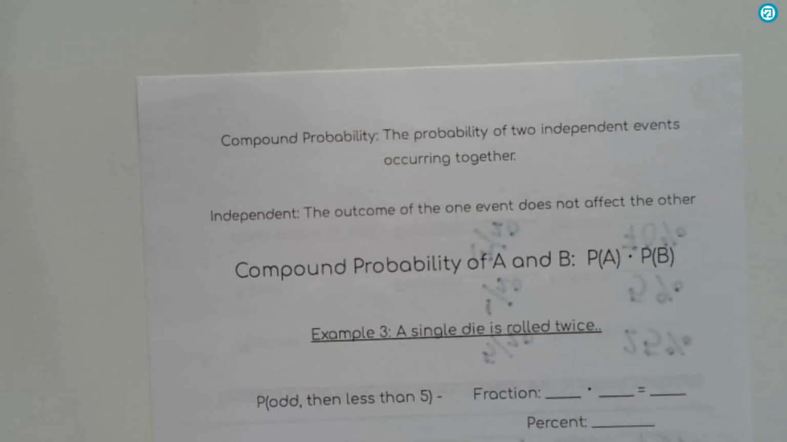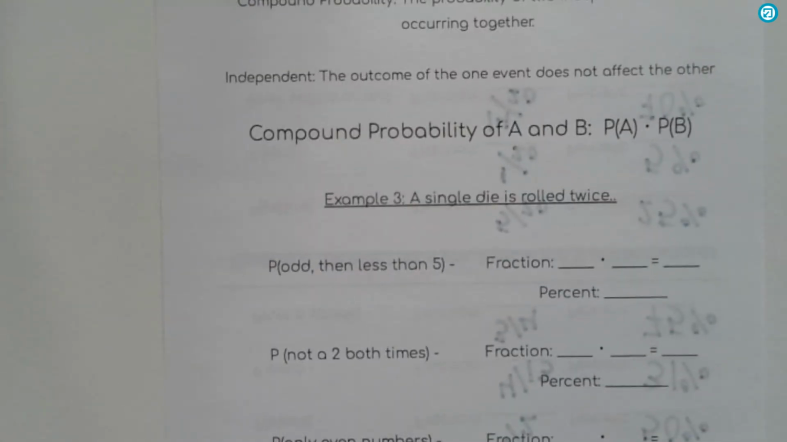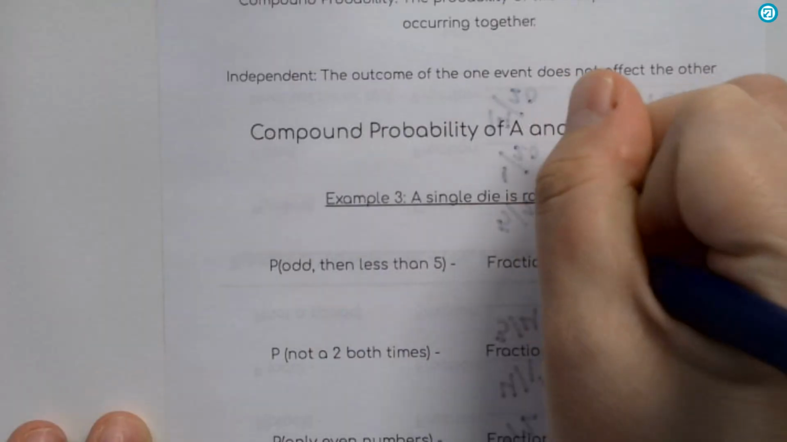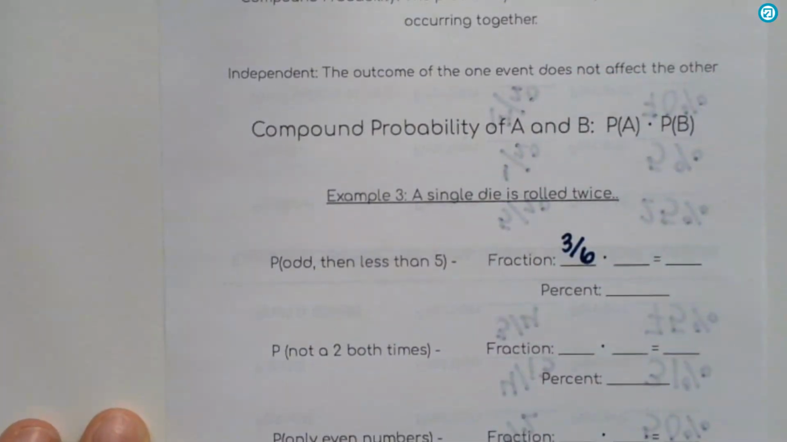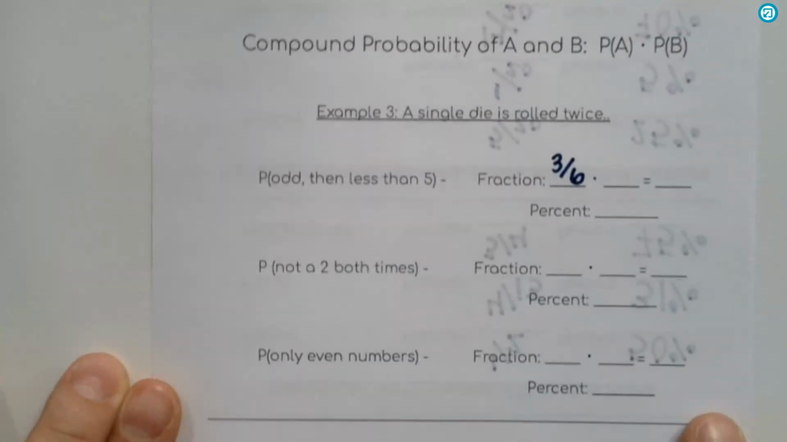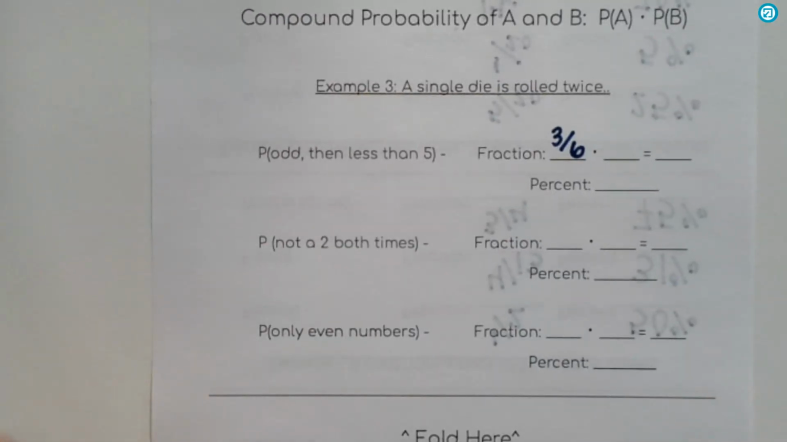So this is our third example. A single die is rolled twice, and we're talking just a standard 6-sided die. So the first one is the probability we get an odd number, and then the probability we get less than 5. So the probability of getting an odd number on a die would be if we get 1, 3, or 5. So that's going to be a 3 out of 6 chance. So we could put 3 out of 6, or we could put 1/2. Either of those are correct, because half the numbers on the die are odd.